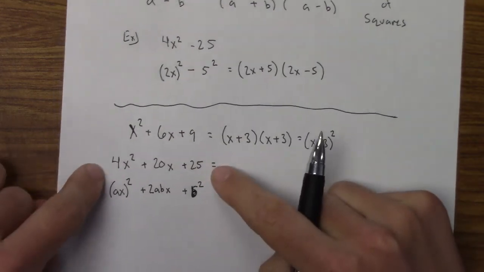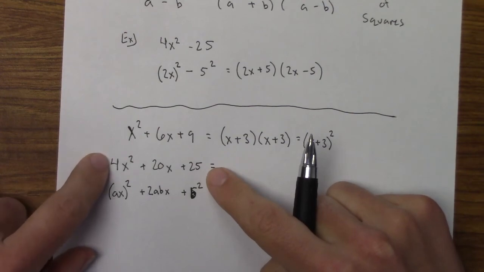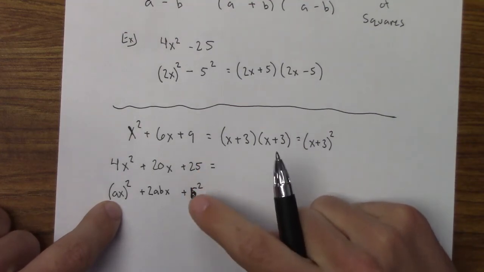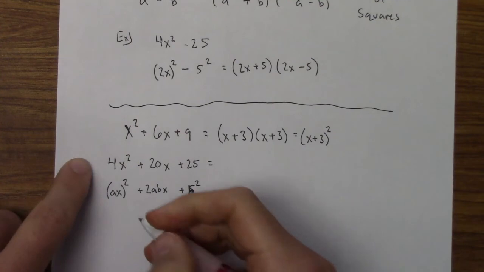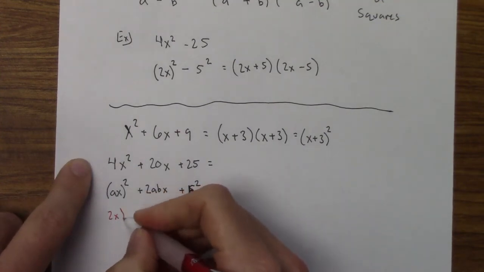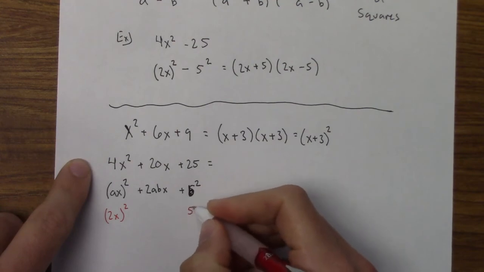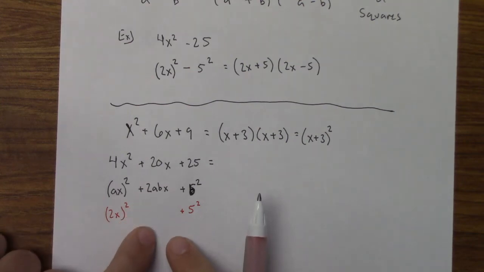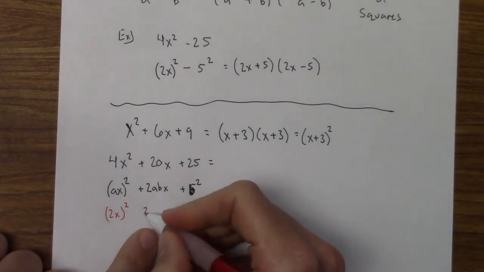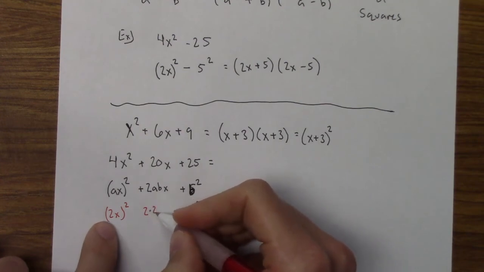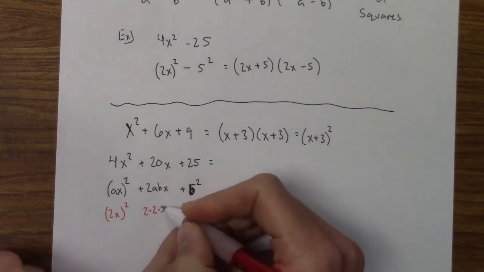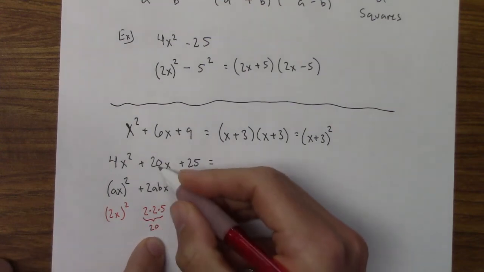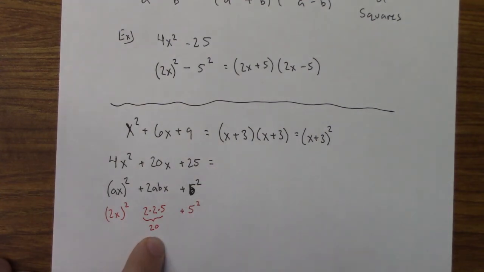So in other words, when we're looking at this problem up here, 4 means that this would be a 2x squared. 25 means this would be a 5. So if I took the up above problem, I would have 2x squared, and this would become a 5 squared. So this pattern of 2ab is telling me that this middle term should be 2 times this first 2 times this last 5. And all together, 2 times 2 times 5 is 20, which does check out with my original problem.